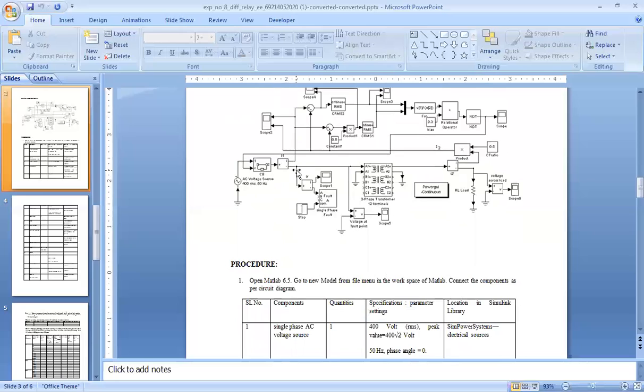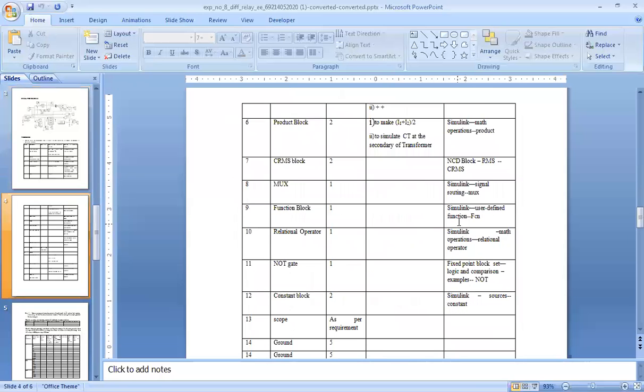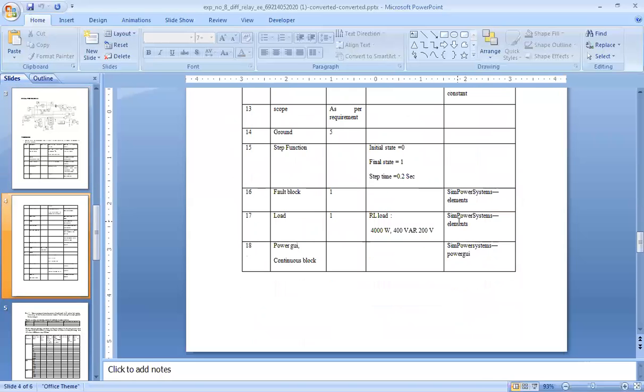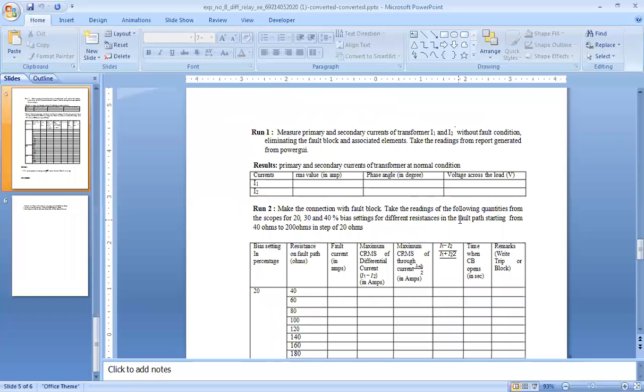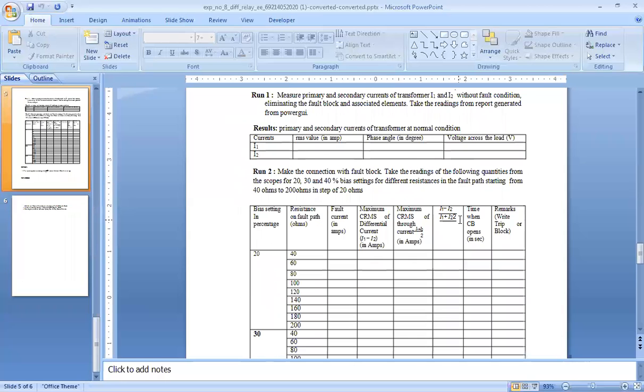And this fault point is very important. The fault has occurred between this current element and this current element. If you take this fault current after that, then there will be no such effect. The relay will not operate if the fault occurs here, or if you connect this fault point here. Okay. So all the parameters are given here, where they may be obtained in the library.